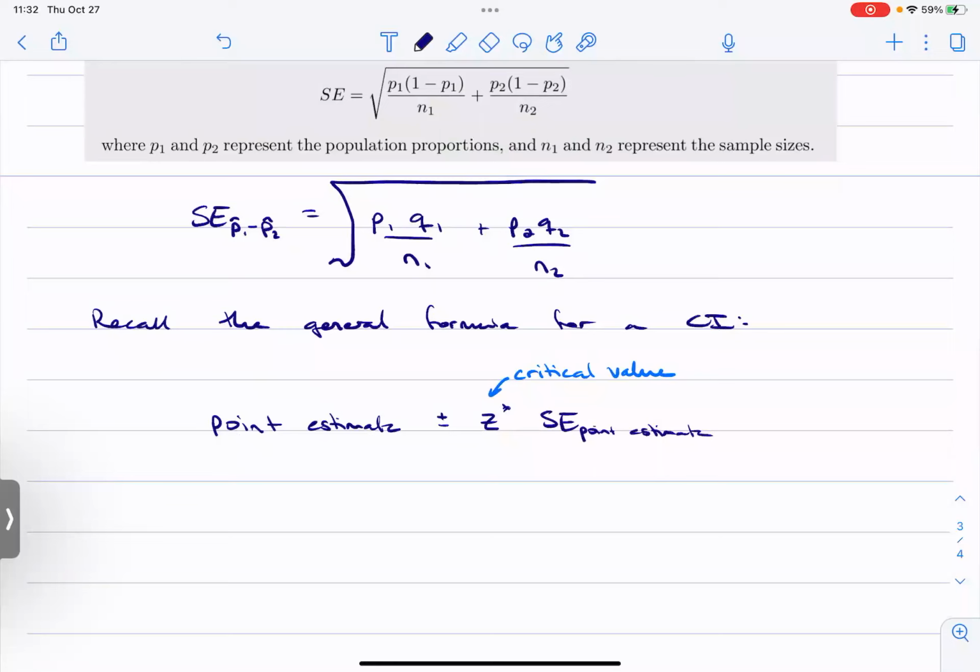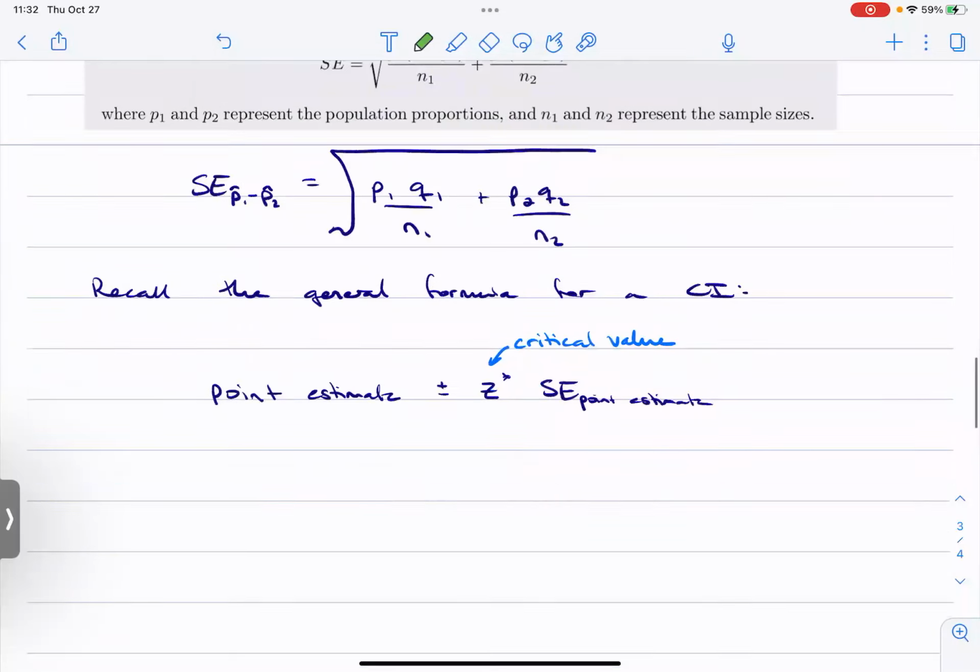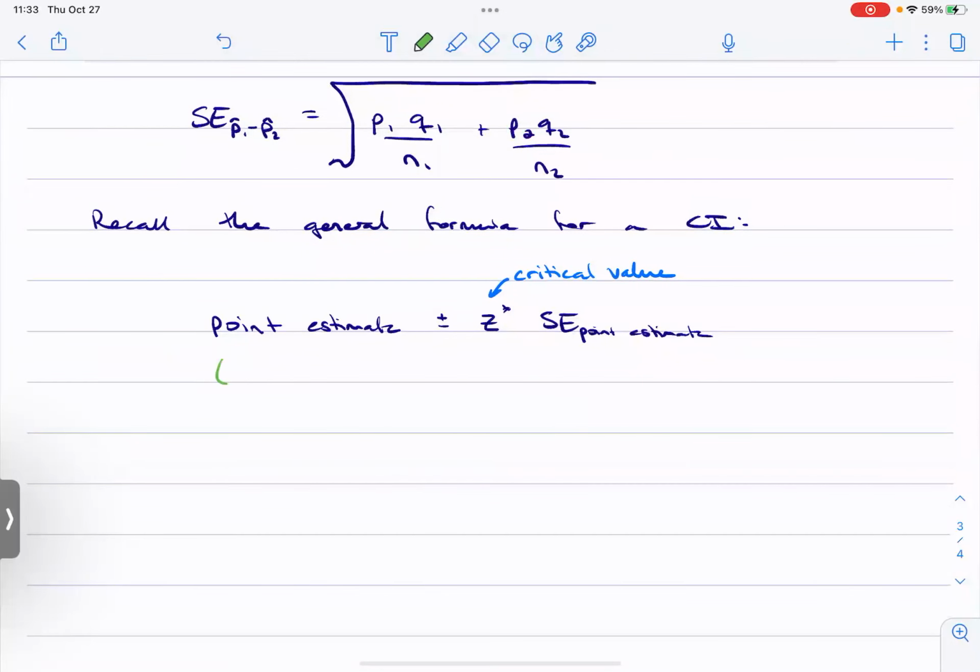So now, for the difference in two proportions, the point estimate we said was p1 hat minus p2 hat. I'm going to put it in brackets just to emphasize that it's one value, so that you don't do something weird with the plus minus. Because then we do plus minus z star times the standard error of the point estimate, which is going to be p1 q1 over n1 plus p2 q2 over n2.